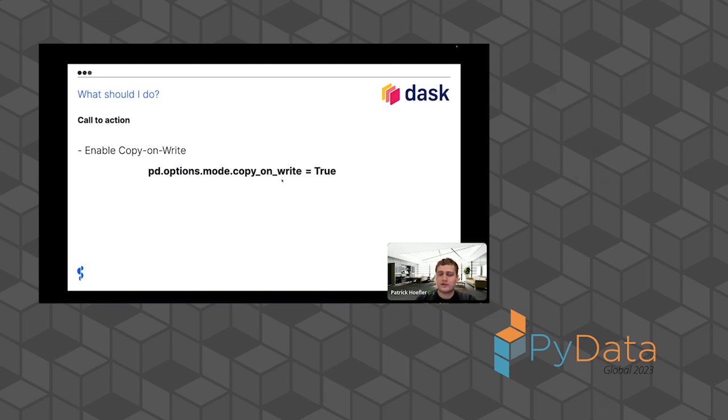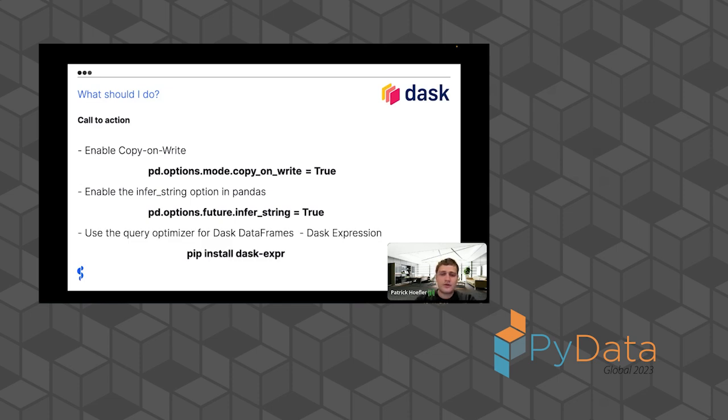I will upload the slides to Discord later so you don't have to take a photo of the options right now. You can also enable the infer string option with pandas 2.1 or later. This should reduce your memory footprint by quite a lot and help performance as well, if that's something you care deeply about and have strings in your workflow. And these are just two flags to set, and that's it basically. For the query optimizer in Dask, everything else is already on by default.